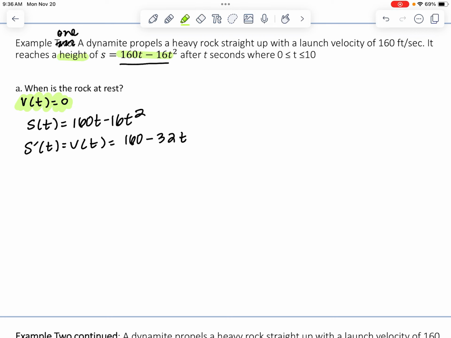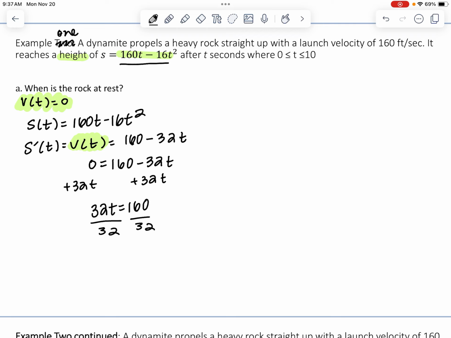And if I want to figure out when the rock is at rest, I'm going to set the velocity equal to 0. So I'm going to do 0 equals 160 minus 32t. And then I'm just going to solve for t. So I'll add 32t on both sides. I'll get 32t equals 160. I'll divide by 32 on both sides, and that will give me t equals, what does t equal? t equals 5.